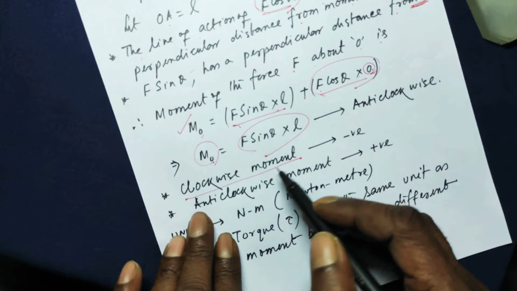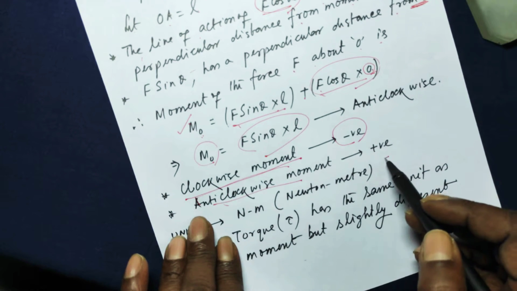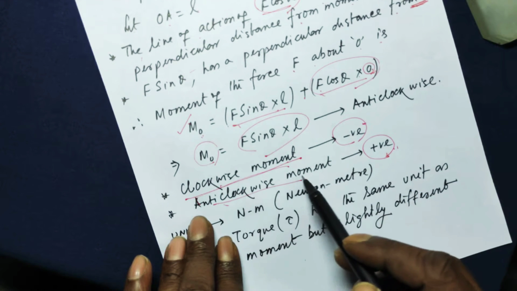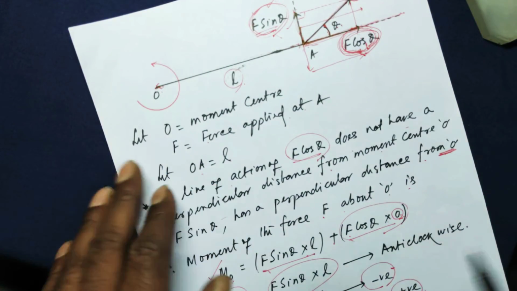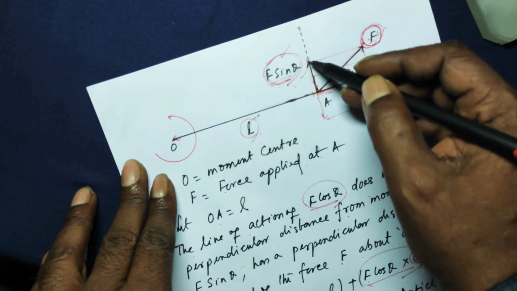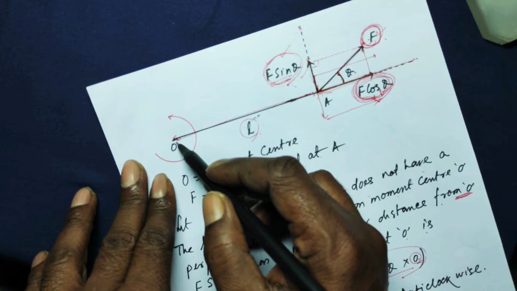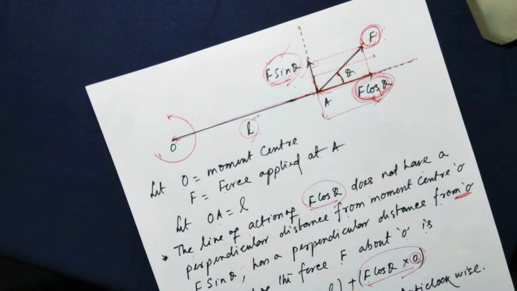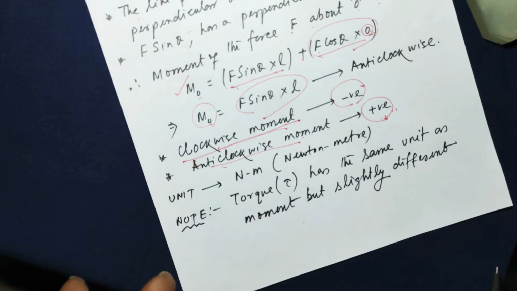So there is a clockwise and anti-clockwise sign convention. Clockwise movement is taken as negative, anti-clockwise movement is taken as positive. But if you interchange, clockwise movement as positive and anti-clockwise movement as negative, then also there is no problem, you will have the same answer. And in this particular case, F sin theta, the component of F which has a perpendicular distance L from the moment center, will have a turning effect like this, that is anti-clockwise. That is in a direction opposite to the direction in which your hour hand, minute hand and second hand move in a clock.